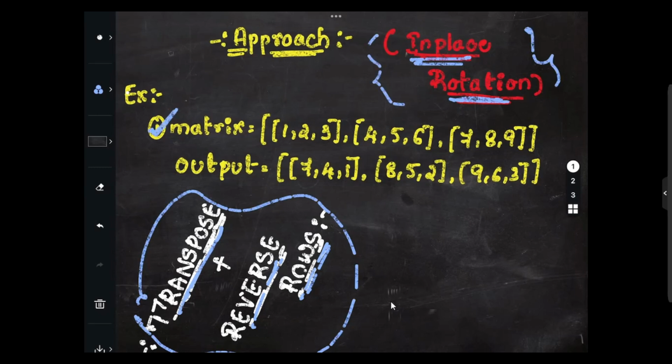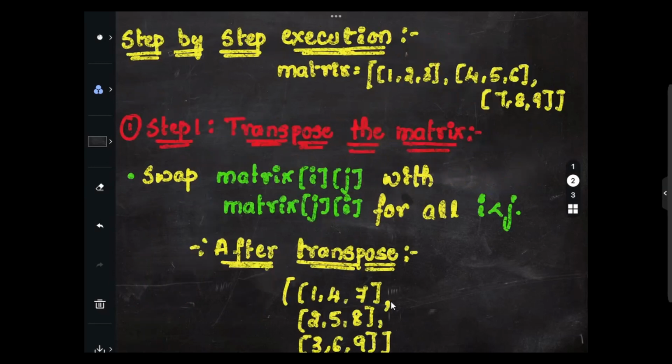I have considered the same first example that they have given in the question: 1, 2, 3, 4, 5, 6, 7, 8, 9. We have already discussed this. When we rotate this 90 degrees, we'll get the answer 741, 852 and 963. So let's move on with the step by step execution.